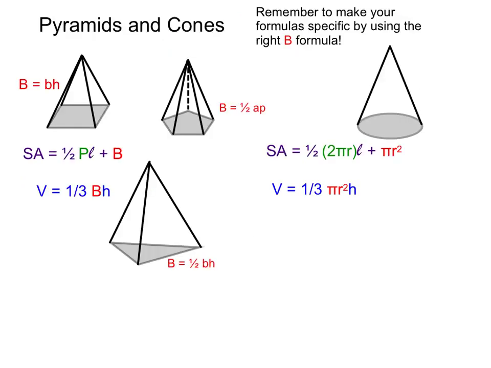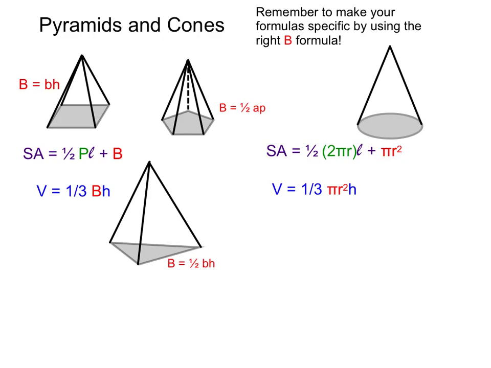Okay, so now we've got pyramids and cones. Yes, they are a little bit different because pyramids have a polygon as its base, whereas a cone is a circle. But if you look at the formulas, it's the same thing. These are the two formulas that are on your reference sheet for a right square pyramid.